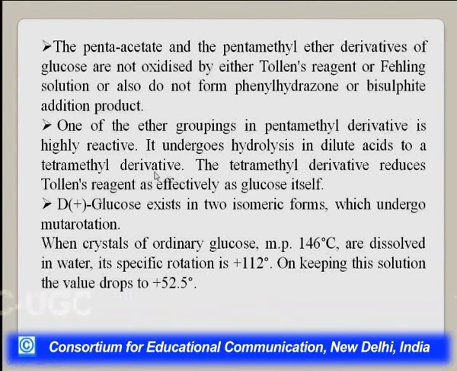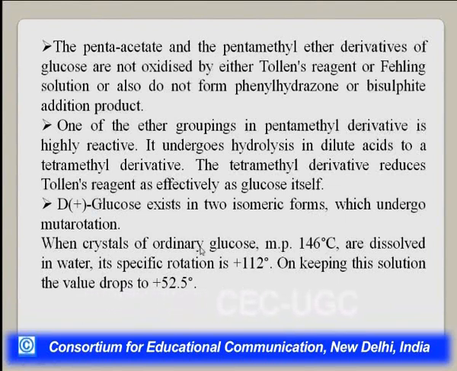All these reactions are unexpected from the structure we have studied till now. The tetramethyl derivative reduces Tollens reagent as effectively as glucose itself. So what we came to know is that D-glucose exists in two isomeric forms which undergo mutarotation. What is that? We will discuss in detail.